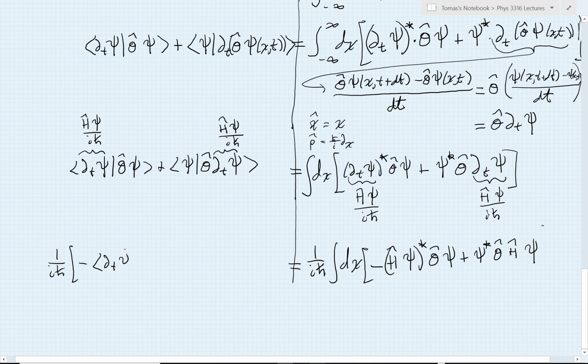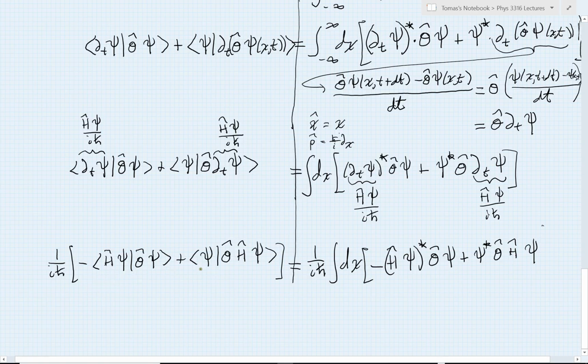Oh, I'm sorry. It's h hat times psi, right? Because I'm using this substitution, O acting on psi, plus then psi with O acting on H acting on psi, where the iħ has been appropriately factored out like so. So now you can see we're making a lot of progress. I've got two terms here that look very much like the kind of thing that I would want, right?